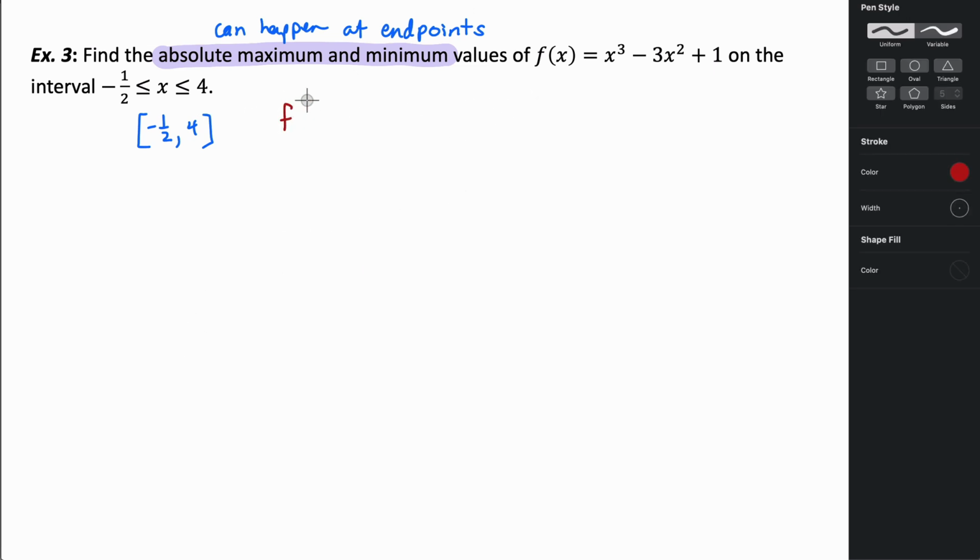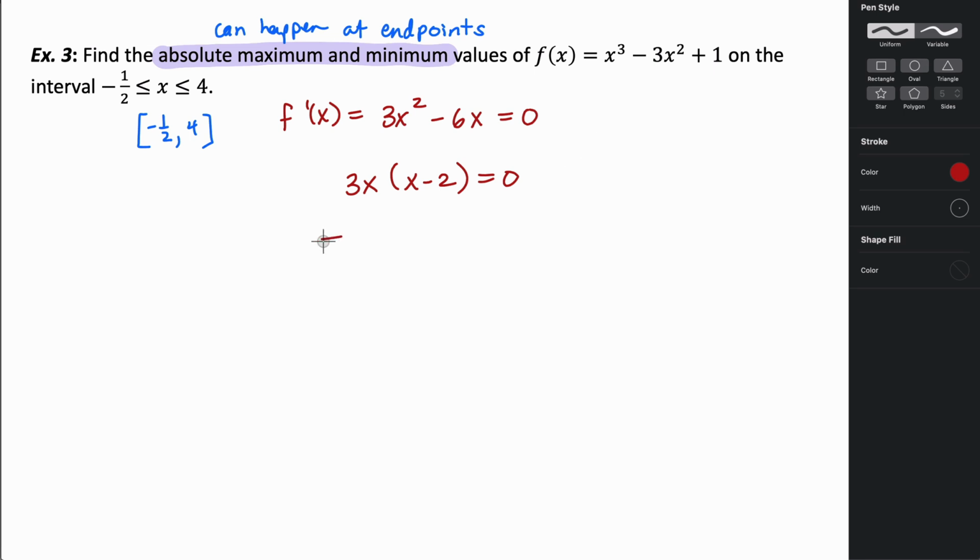So what is the derivative? F prime of x is equal to, using the power rule, 3x squared minus 6x. We want to know, first of all, this is never undefined, so we really just need to know where this is 0. We could factor out a 3x. We get 3x times x minus 2. Set each factor equal to 0.